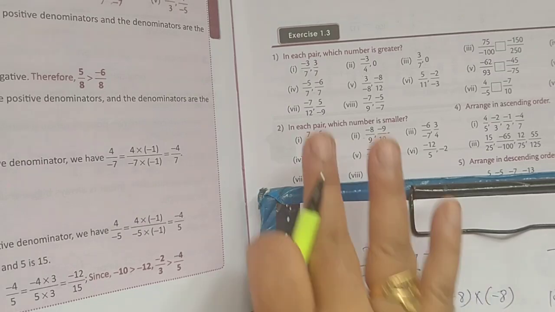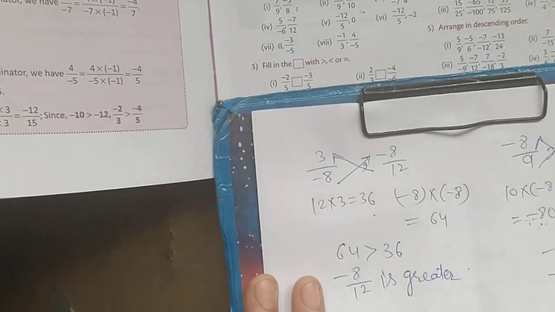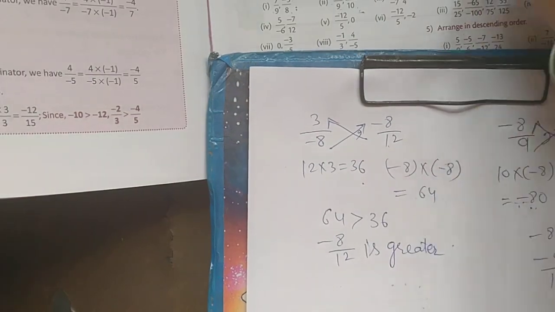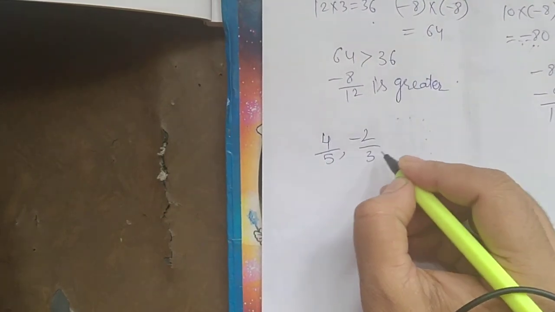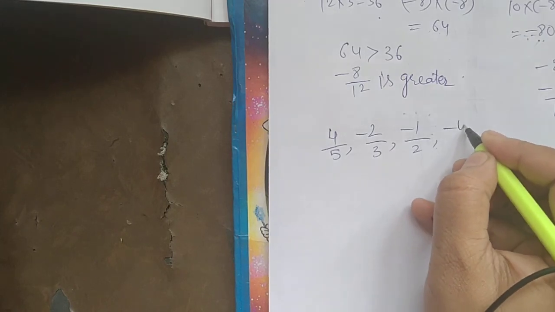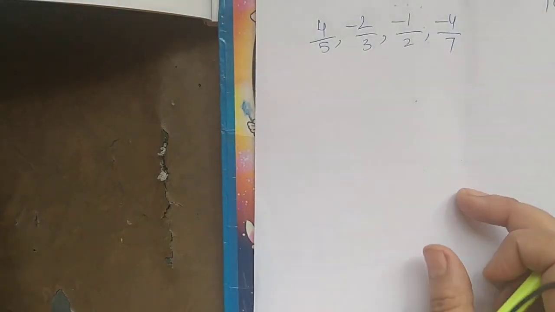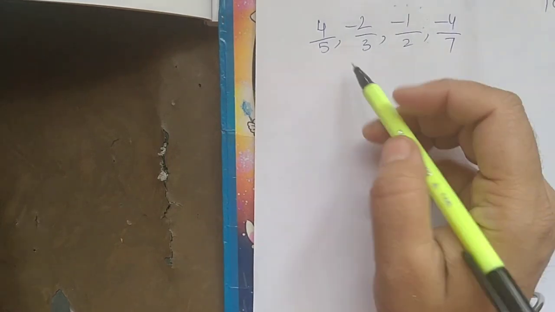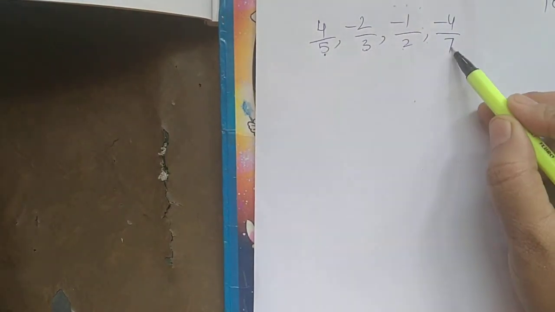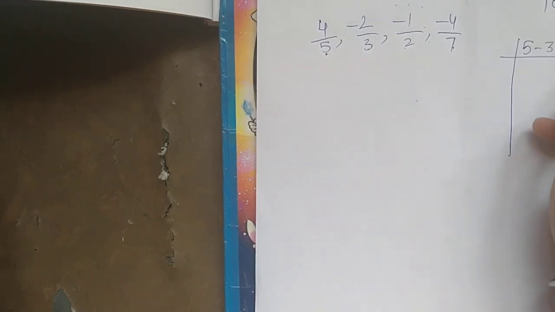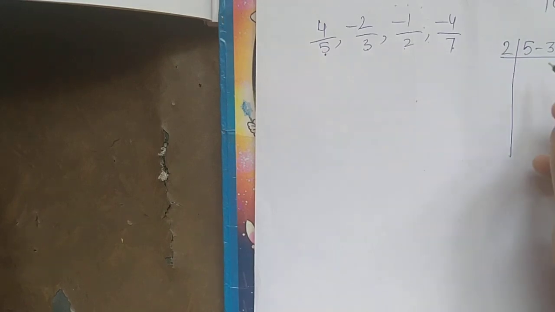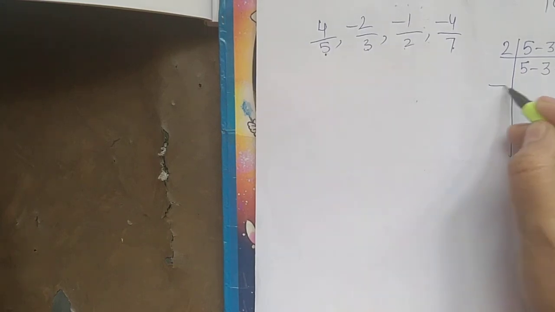Now the first question is 4 upon 5, minus 2 upon 3, minus 1 upon 2, minus 4 upon 7. So here we will make the denominators equal by taking the LCM. Take the LCM of 5, 3, 2, 7. First of all divide with 2: 5 as it is, 3 as it is, here will be 1, and 7 as it is.